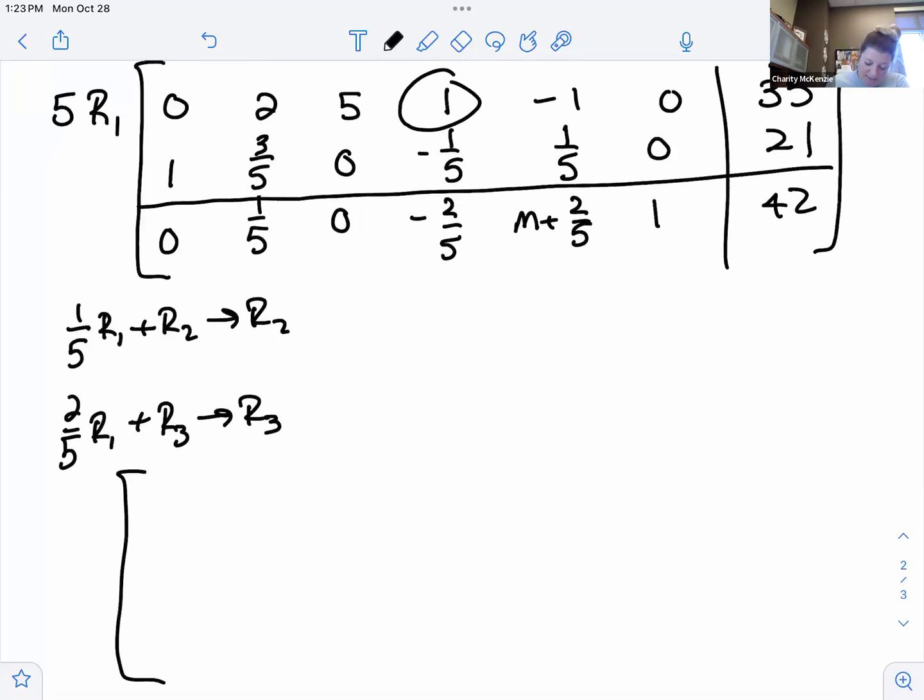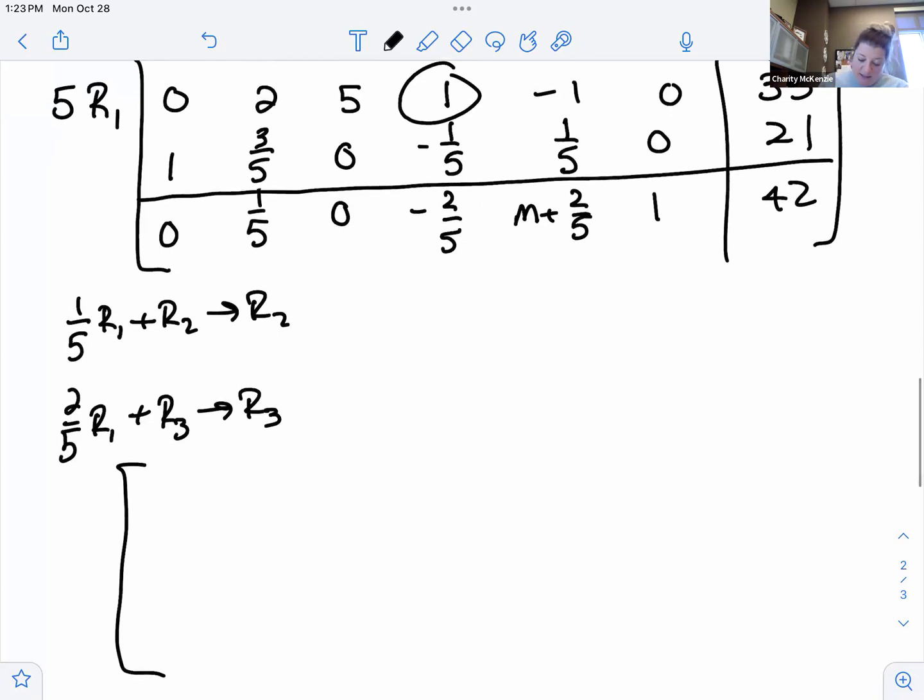Okay, let's do that. So 1/5 times the top row and then plus the middle row there. So 1/5 times 0 plus 1 is going to give me 1. Okay, 1/5 times 2 is 2/5. 2/5 plus 3/5 is 5/5 or 1. Okay, this one, 5 times 1/5 is 1. 1 plus 0 is 1.